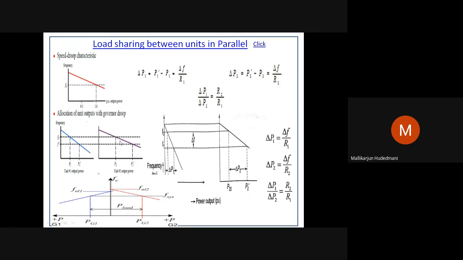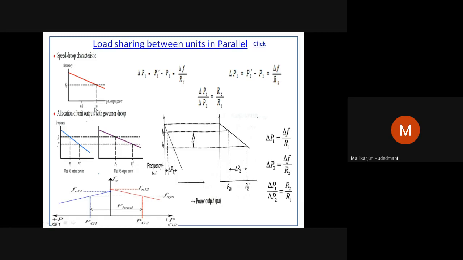So droops are different, and here also I have shown droops are different. The R value is different here. Definitely the initial operation is at point P1 with a load P1, and machine 2 is operating at output P2. P1 plus P2 were meeting your demand at frequency F0. Suddenly, a load increase is noticed.